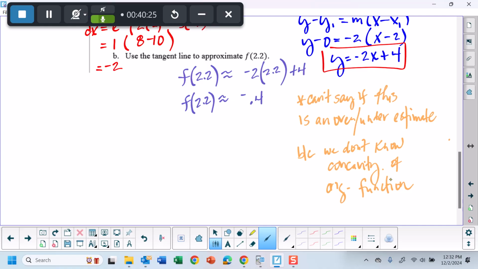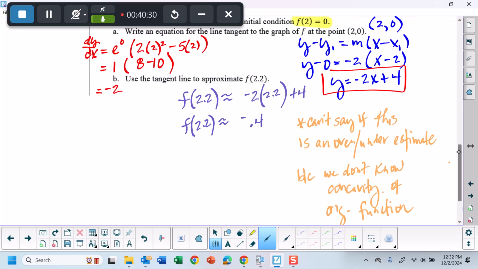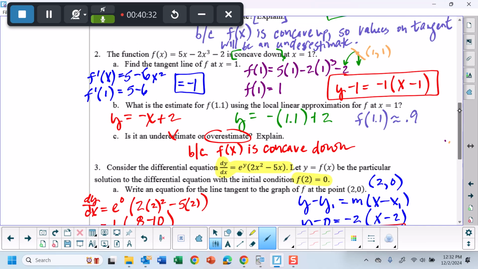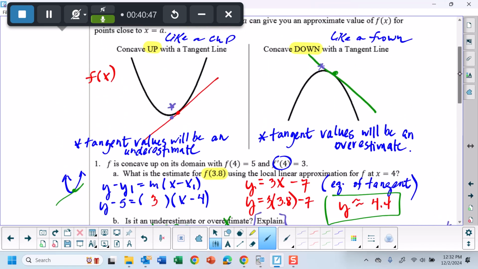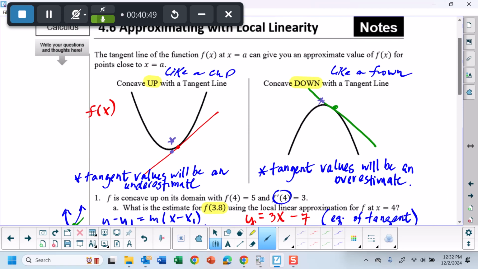So basically, it's a conversation where if we have an equation and we can figure out that tangent line, that xy point of tangency, we can use the linear equation of the tangent line to estimate values that are super close to what is happening here. So the tangent line of a function can give you an approximate value for points that are super close, and you want to make sure that you keep in mind that super close idea.